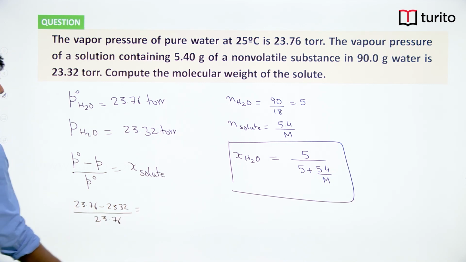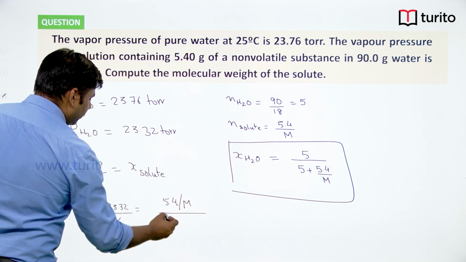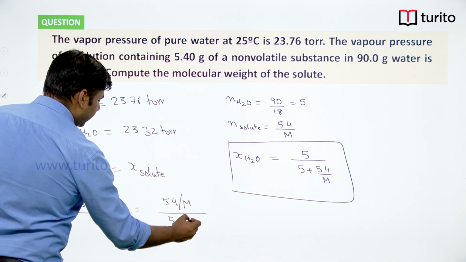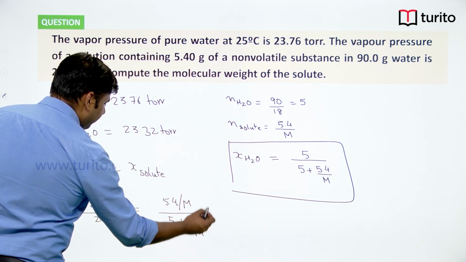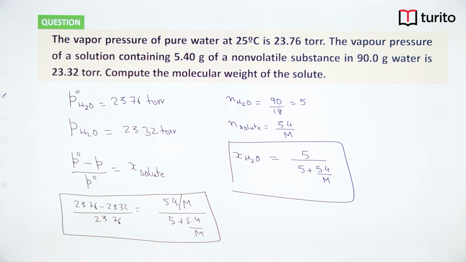So X solute would be 5.4 moles of solute upon total moles. Total moles was 5 plus 5.4 M. Okay, so just solve this, you will get the value of M, the molar mass of the unknown solute. I am leaving the steps to you. I hope after the class you solve these questions and get the right answers.